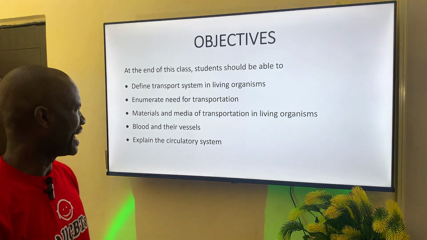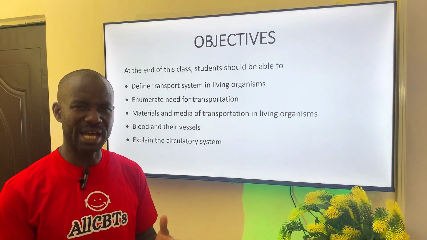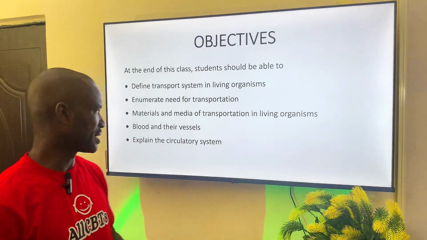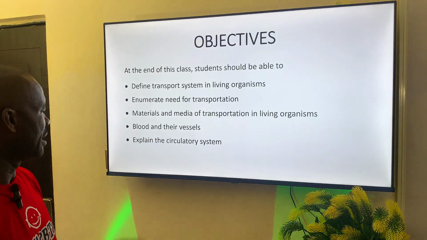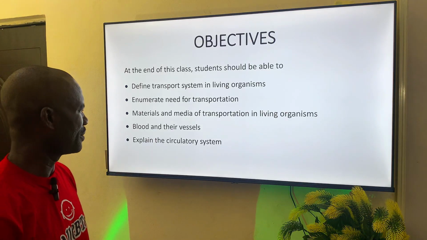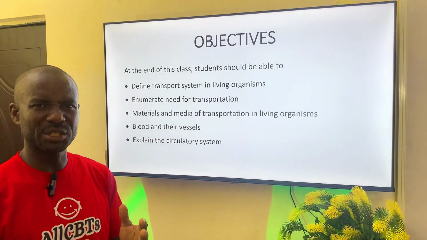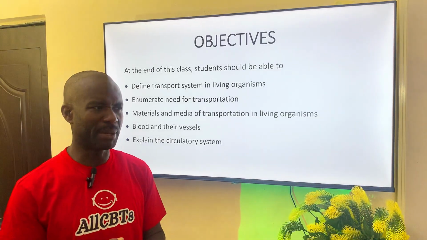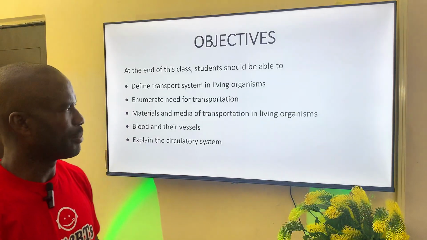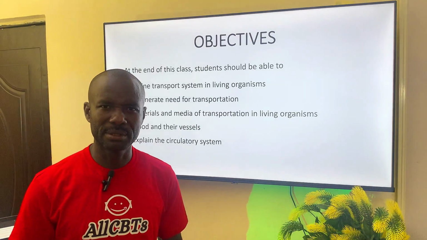Then blood and their vessels. Vessels are those materials that transport this blood system. Then number three, the last one, explain the circulatory system. Everyone should be able to give a brief explanation about the circulatory system in man. So get your pen, get your book, your notepad.